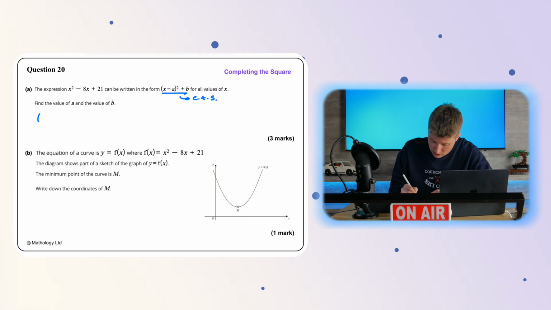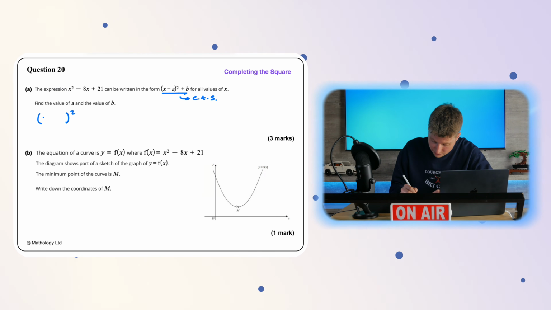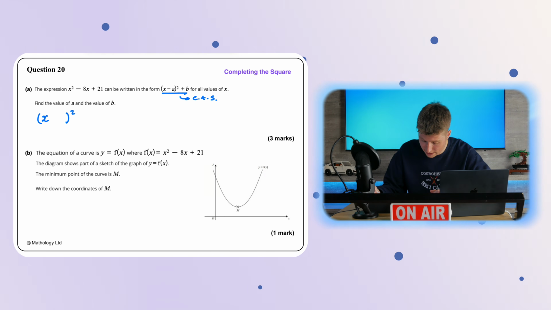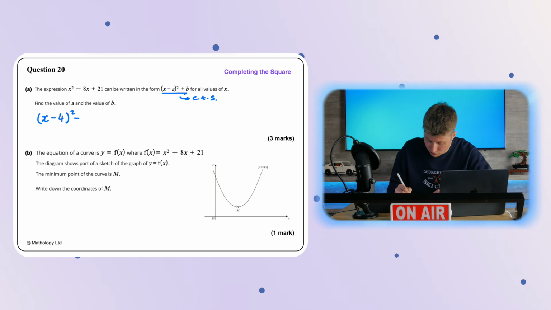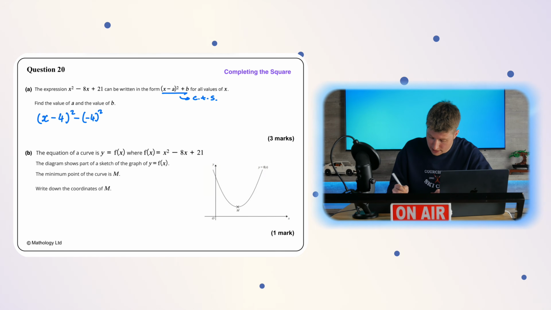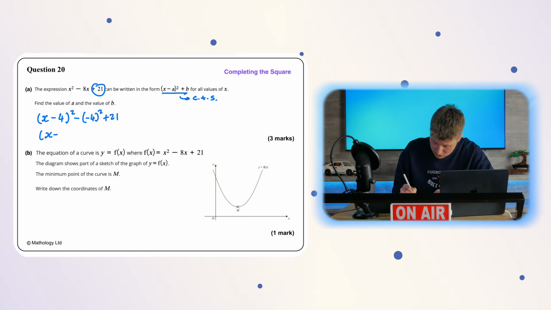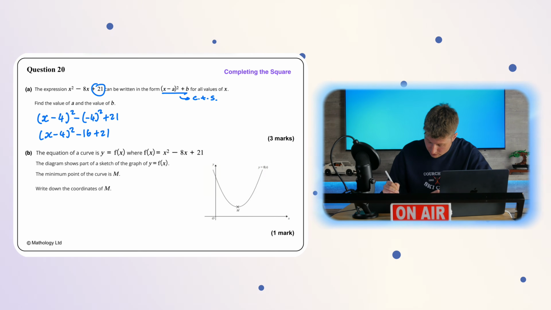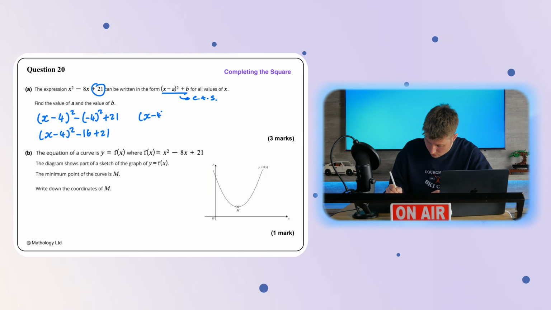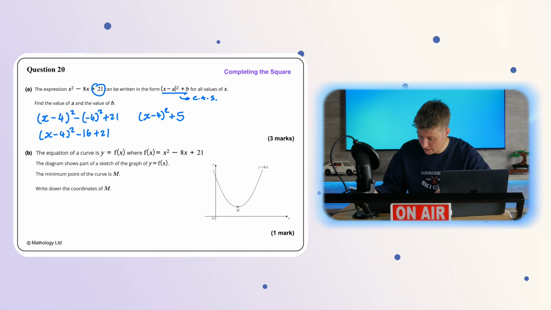To complete the square, we draw our bracket with a squared term outside, and then we have the variable we're considering in the question, which is x. We half the value in the middle, so half of minus 8 is minus 4, and then we subtract the square of the number inside the brackets, and then we add the end term, which is 21. Simplifying this, we get x minus 4 all squared, and then minus 16 plus 21. So we get x minus 4 all squared plus 5. So the value for a is minus 4, and the value for b is 5.